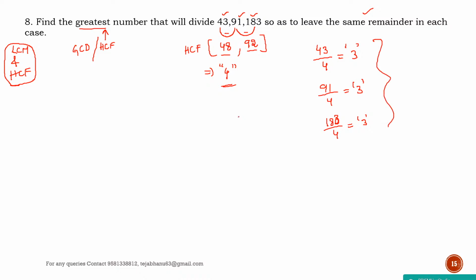Now, have a look. He is asking about the greatest number which will divide 43, 91, 183 so as to leave the same remainder in each case. If the options are not present, we have to do like this. If options are present, for example, option A 10, option B 5, option C 4, option D 3.